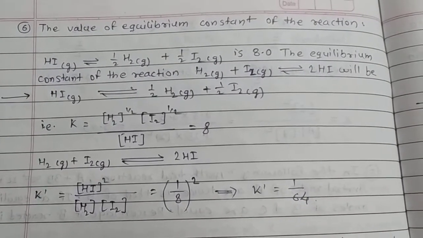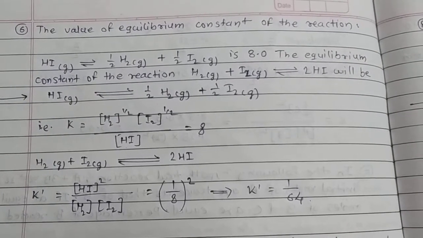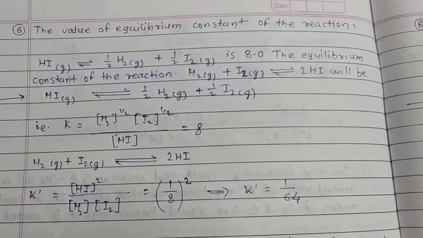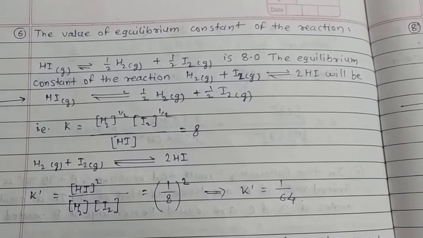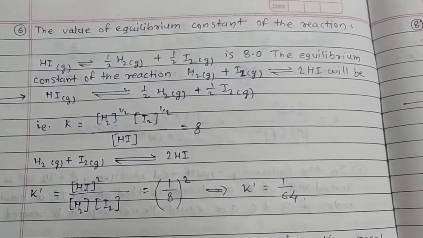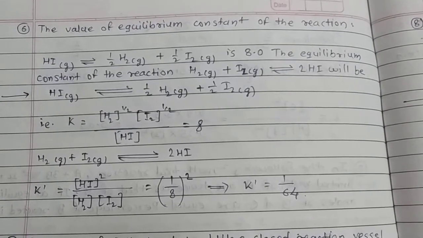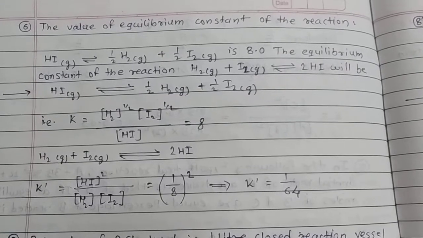The value of equilibrium constant of the reaction HI gives half H2 plus half I2 is 8. The equilibrium constant of the reaction H2 plus I2 gives 2 HI will be. So they have given the value of one equilibrium constant and we have to find out the value of another reaction's equilibrium constant.